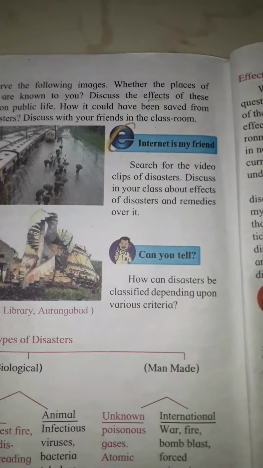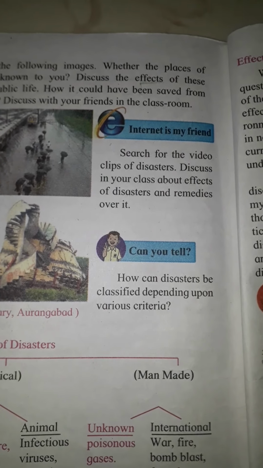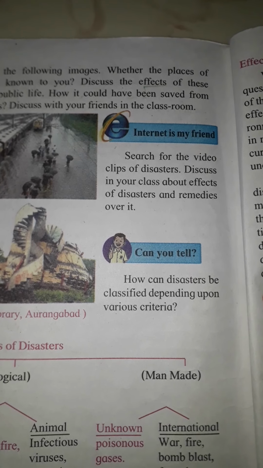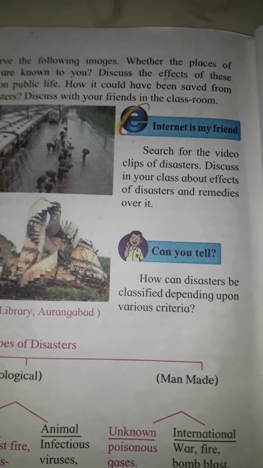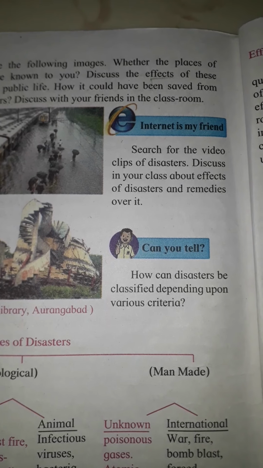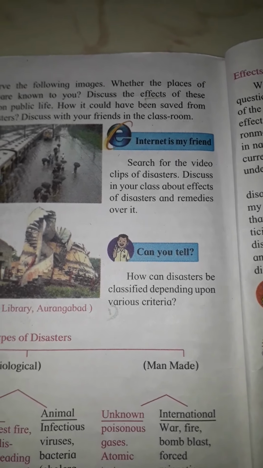Don't worry about it. Now the next question is, can you tell how disaster can be classified depending upon various criteria? Suppose we have to classify disaster based on certain criteria, then what will those criteria be? Actually there are 4 criteria by which we can classify disaster. The first criterion is obviously the extent of the disaster. The second criterion will be the reason of the disaster.